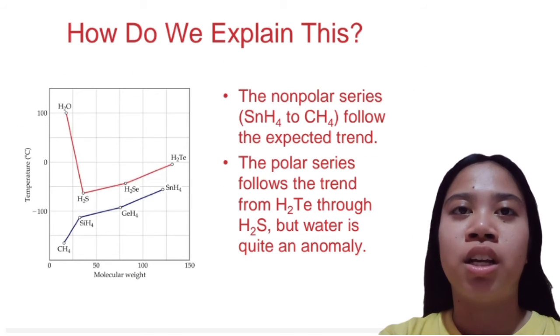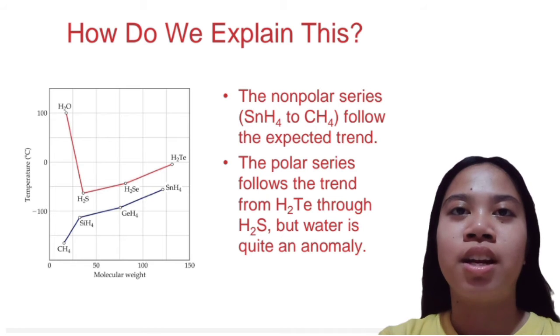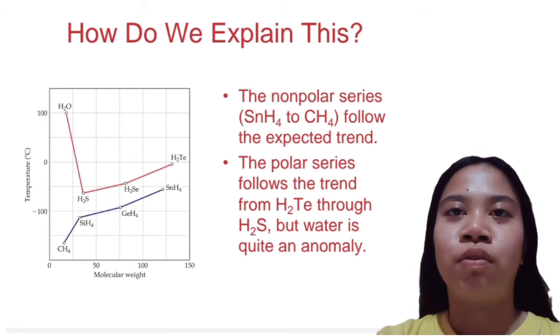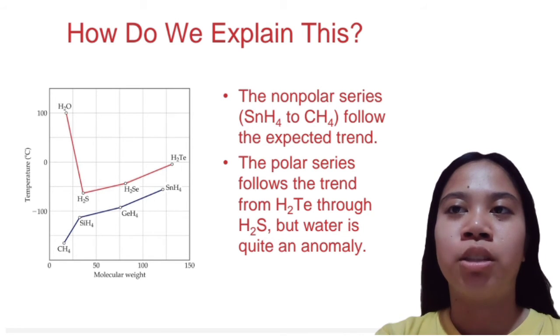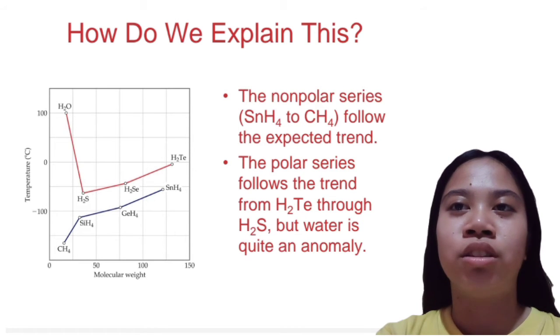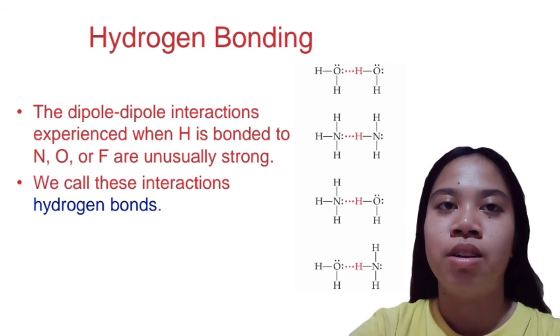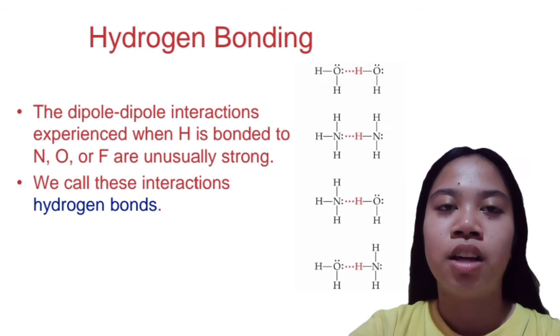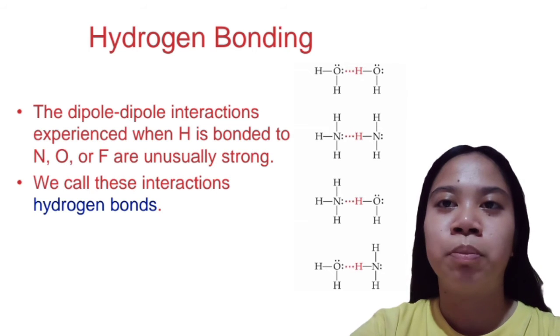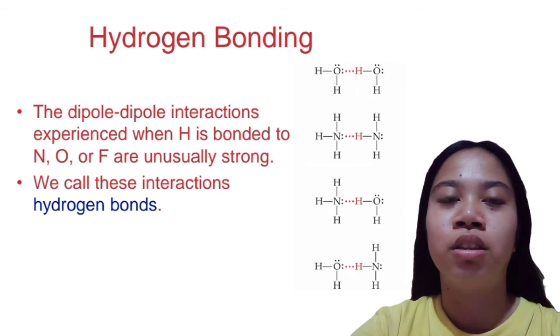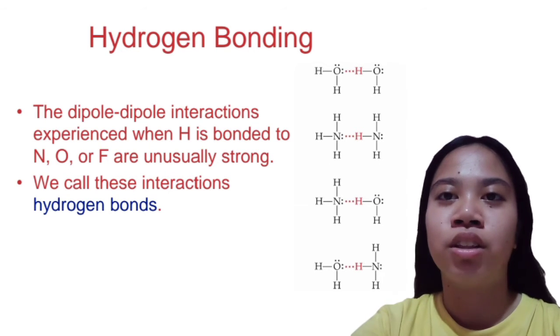The nonpolar series, SnH4 or tin hydride through CH4 or methane, follows the expected trend. The polar series follows the trend from hydrogen telluride through hydrogen sulfide, but water is quite an anomaly. Hydrogen bonding. The dipole-to-dipole interaction experienced when hydrogen is bonded to nitrogen, oxygen, or fluorine is unusually strong. We call this interaction hydrogen bonds.